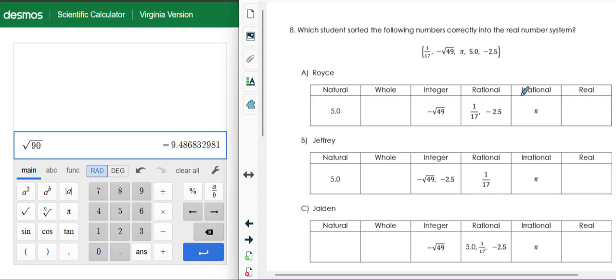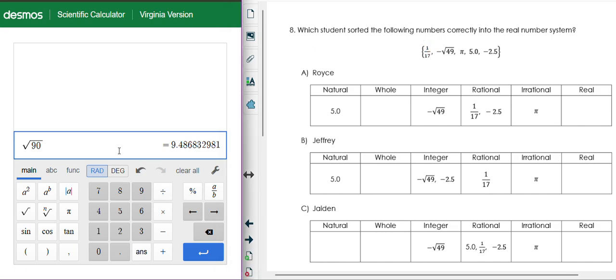All right, the last one. We have these 5 numbers to sort into their appropriate groups. We want to see who of these 4 students did this correctly. I'm actually not even going to look at their responses. I'm just going to do this on my own and see who did it correctly. 1 out of 17. That's going to look weird.